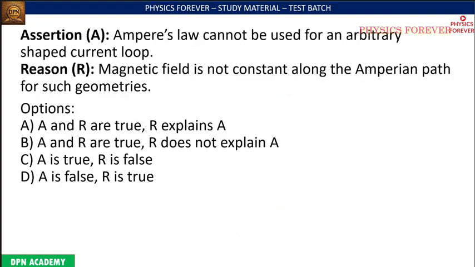So next, assertion and reason. All these points we have given earlier in the important points. So first, the assertion: Ampere's law cannot be used for arbitrary shaped current loop. Reason: the magnetic field is not constant along the Amperean path for such geometry. Both these points we have given in the important points. So among those cases, which one is correct? Both A and R are right, and R is the correct explanation for A. So option A is correct. We have given the explanation for both in the important points. Okay, you can go through it.